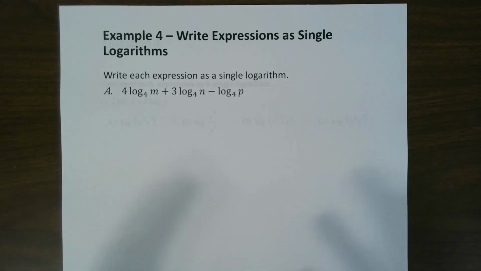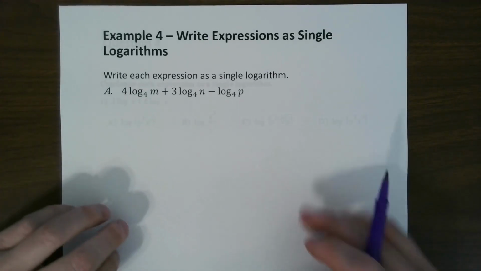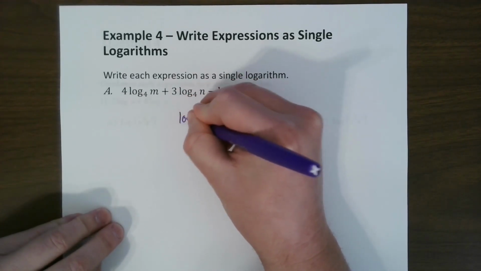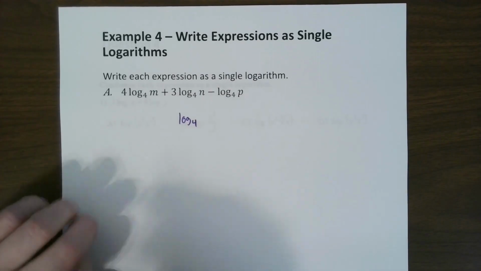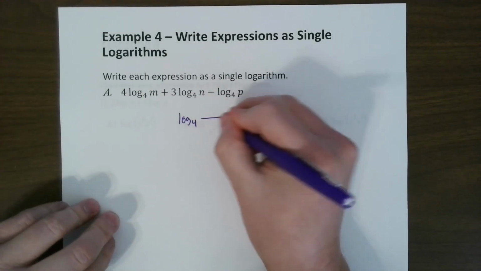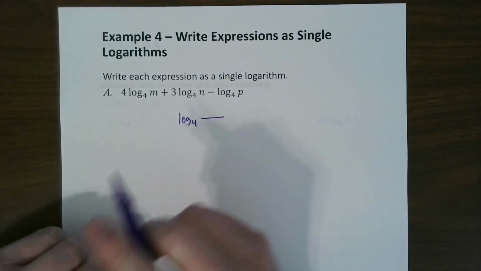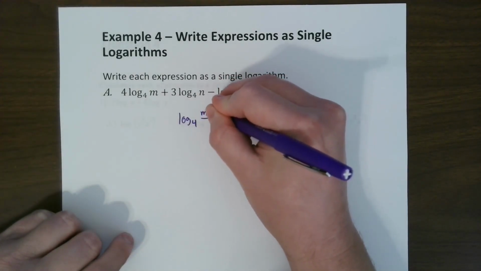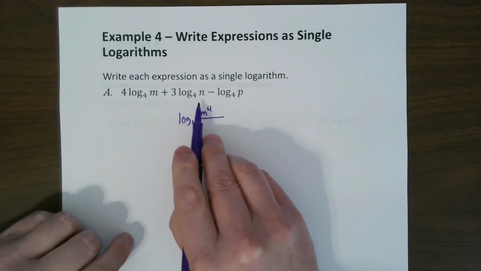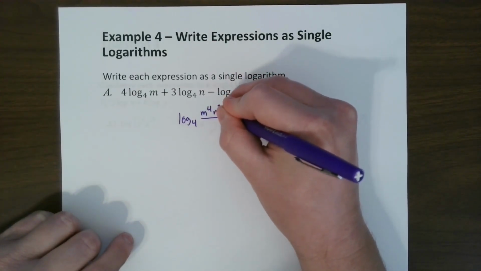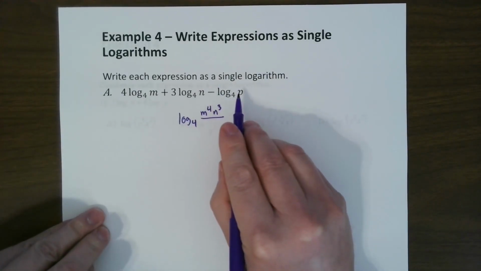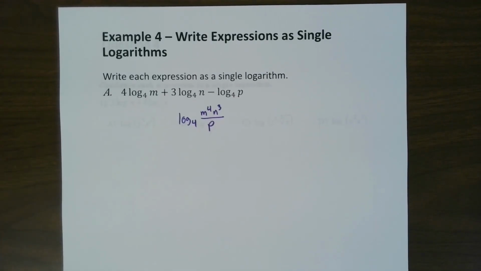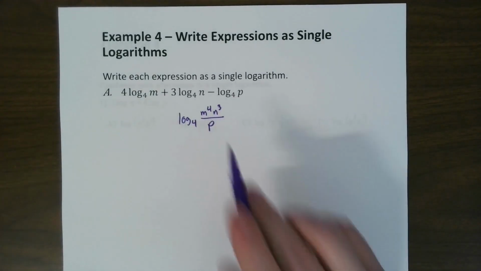Okay, now how do we condense it? How do we make it into one expression? Well, it's pretty easy. So once again, write the log for just one of them. Do you see a minus? The answer is yes. Make a fraction line. So if we look at this, it's 4 log m, so it's positive. So m to the 4th on top. 3 log n is positive, so n cubed on top. Negative p, so p is on the bottom. And that's it. That's all you do. So if you ever see a negative, make a fraction.